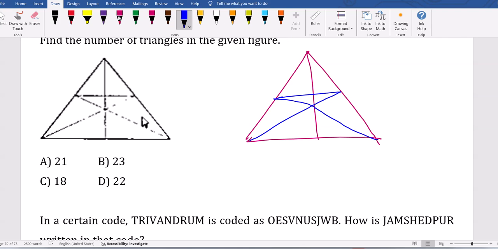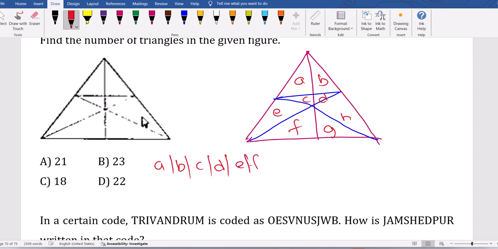You can give a name for every triangle: A, B, C, D, E, F, G, H. Straight forward, individually itself, everything is a triangle there. E, F, G, H. Straight forward, we have 8. Individually, single pieces itself, 8.